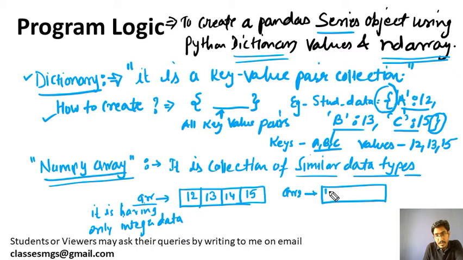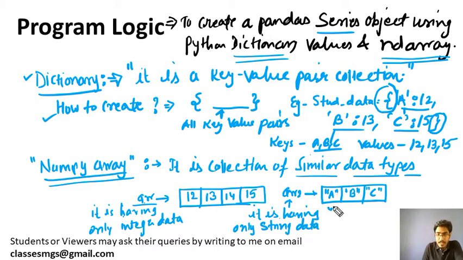Or let's suppose we have A, B, C; this might be another NumPy array. It is having only string data. So if a NumPy array has a starting element as a string, then it is expected that all the elements are also strings. That's why we call it a similar data type. Okay, so this is the example of a NumPy array.